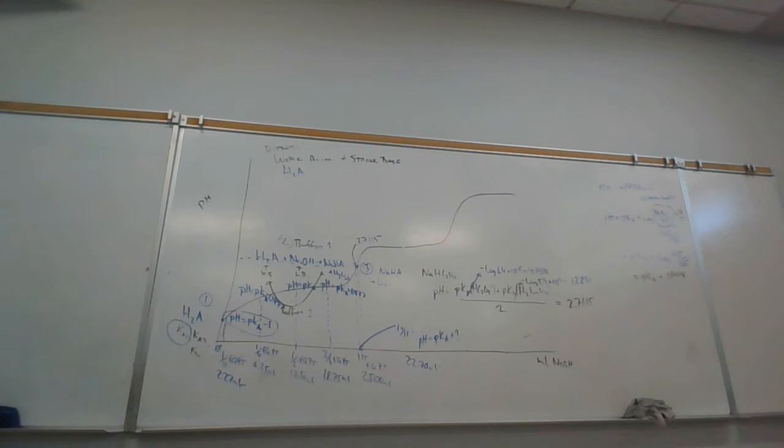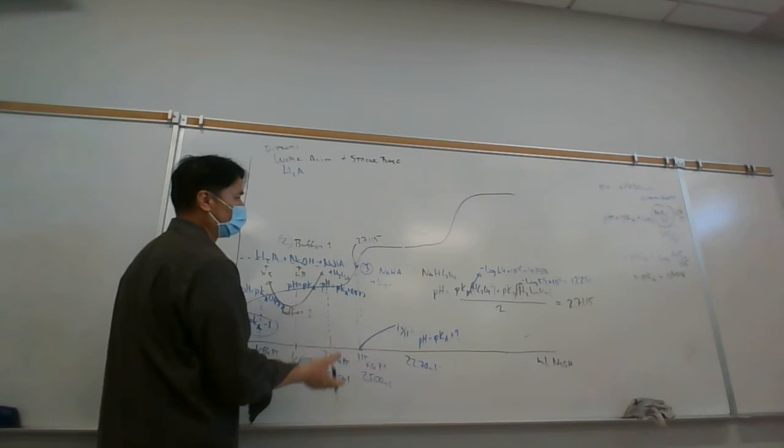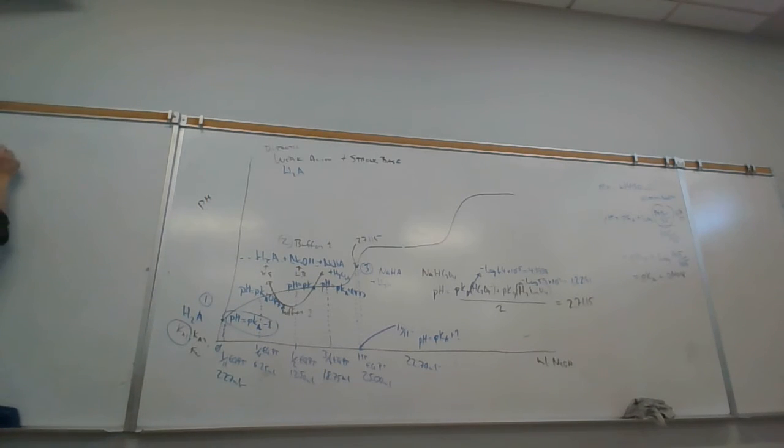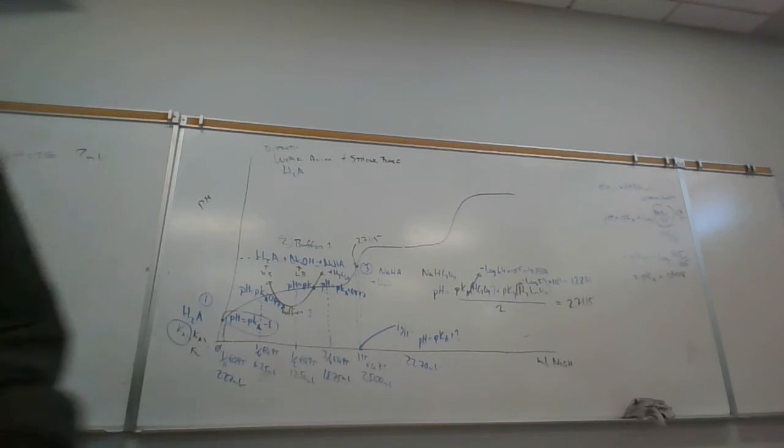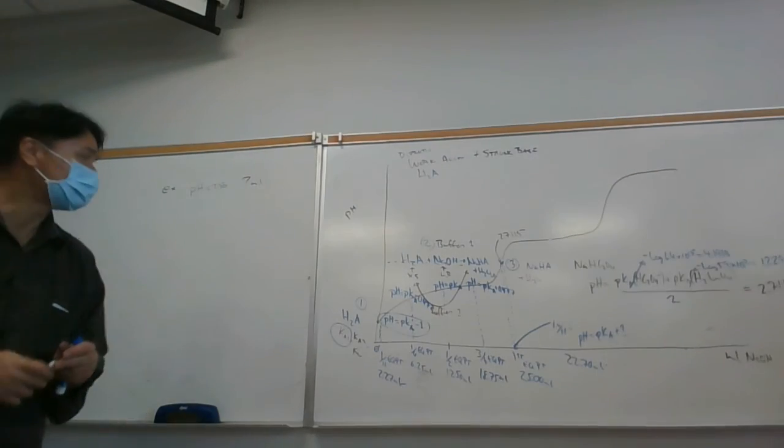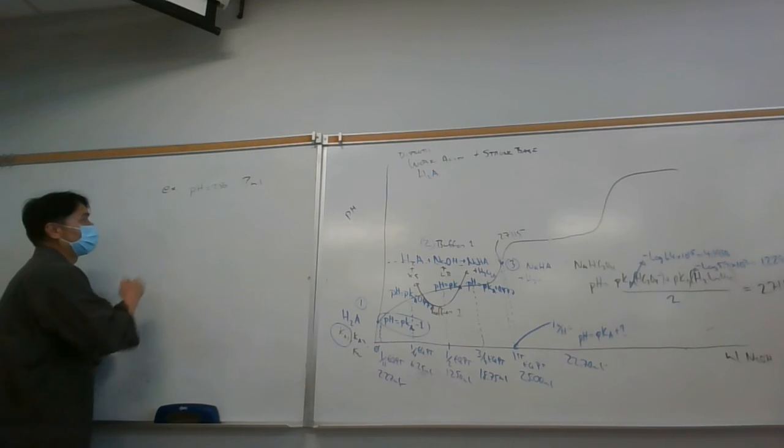And so let's pick a pH in that region here. The next example will be this. Let's pick a pH of 2.50. So in order to hit a pH of 2.50, how many milliliters of sodium hydroxide do I need to add? Well, I'm in the buffer region. Since I'm in the buffer region, I'm just going to go ahead and use the Henderson-Hasselbalch equation.